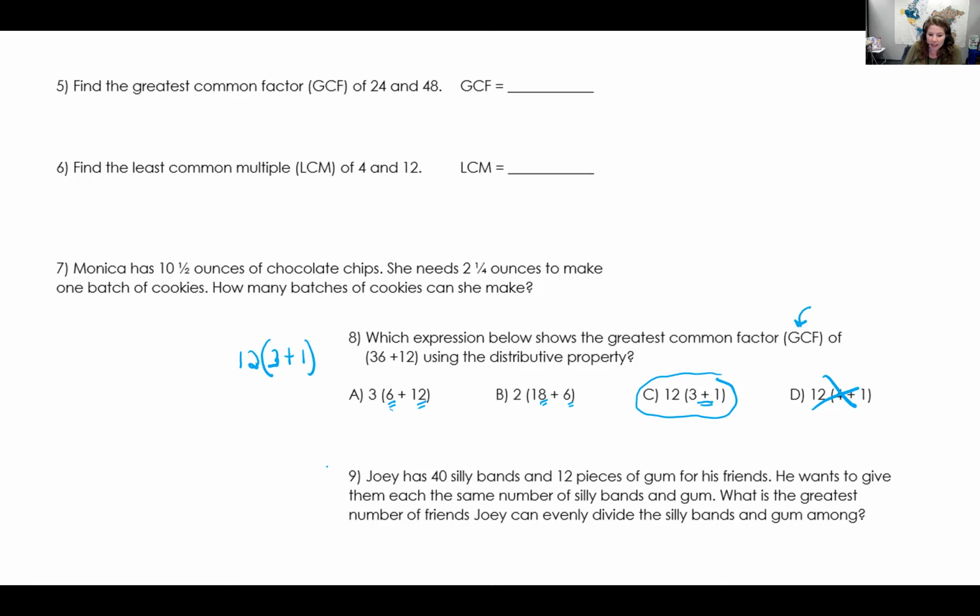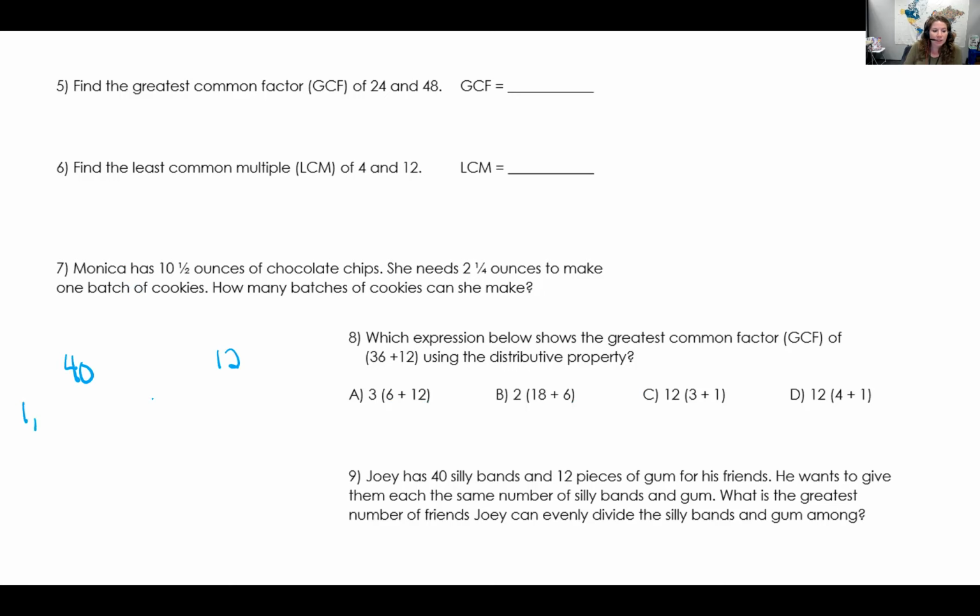All right, number 9, Joey has 40 silly bands and 12 pieces of gum for his friends. He wants to give them each the same number of silly bands and gum. What is the greatest number of friends Joey can evenly divide the silly bands and gum among? All right, so we're dividing up the 40 and the 12. So really, guys, what we're looking for is greatest common factor.